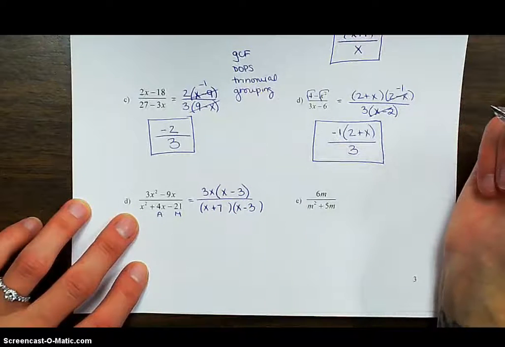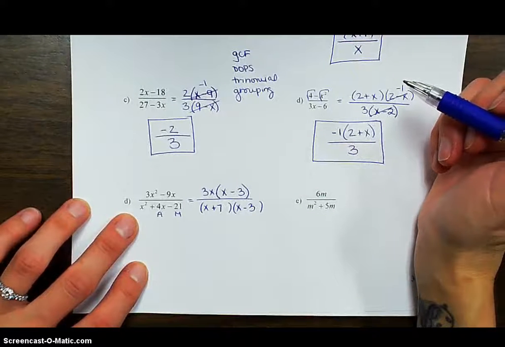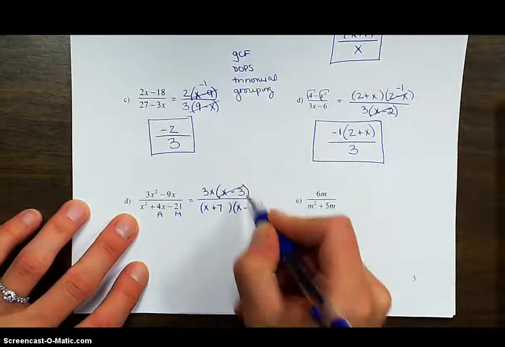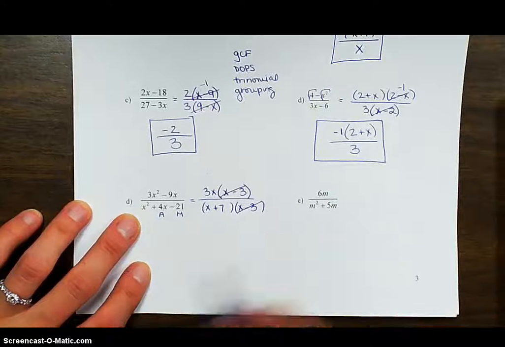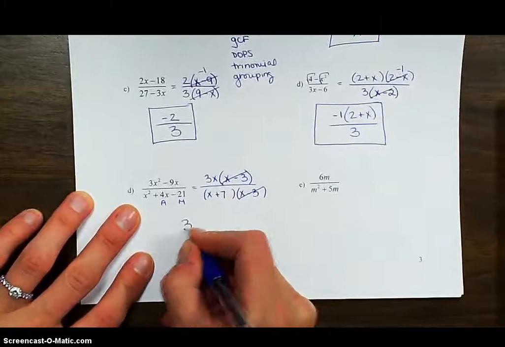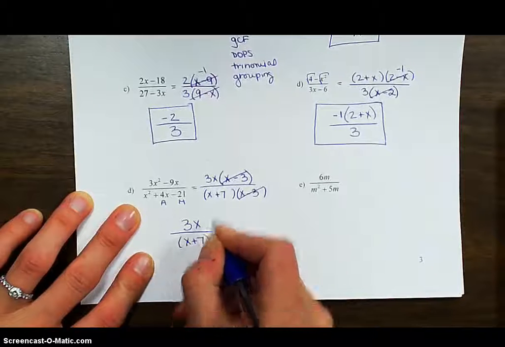Now look carefully. Is anything exactly the same in the numerator as it is in the denominator? Yes, it is, so we can cancel that out. And those are exactly the same, so they cancel to a positive. So our final answer here is 3x all over x plus 7.